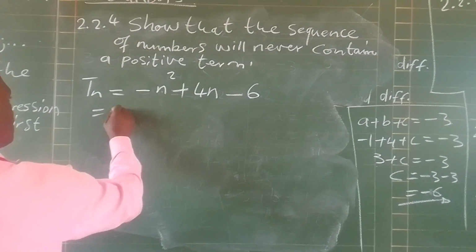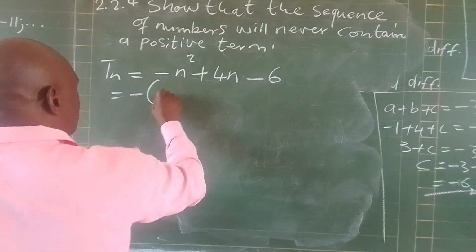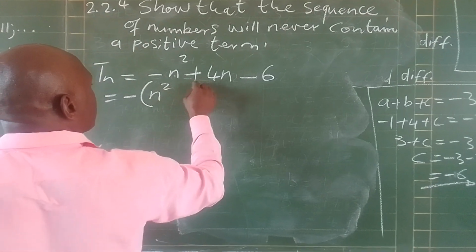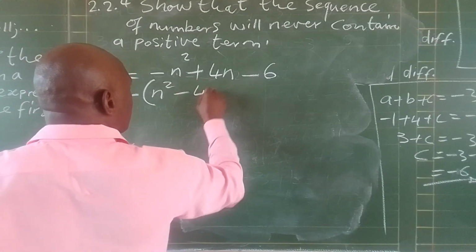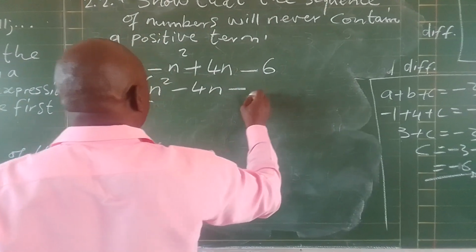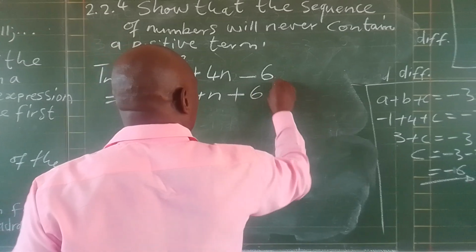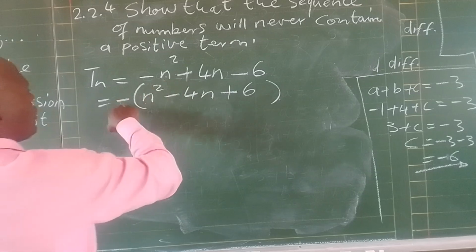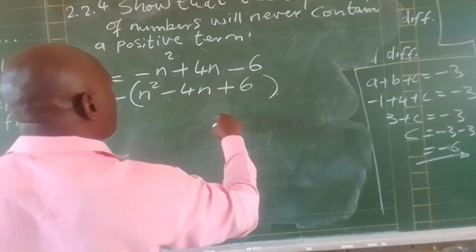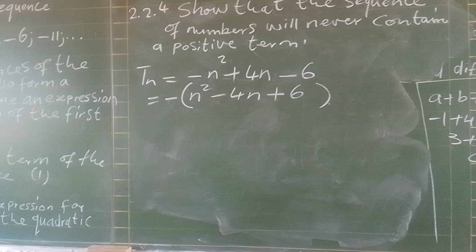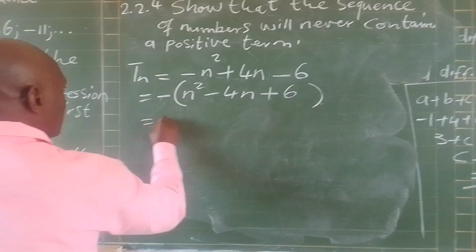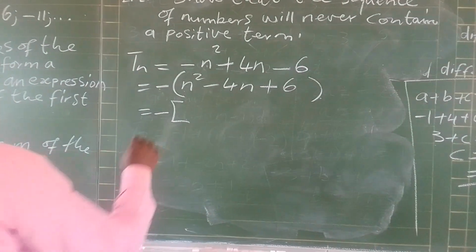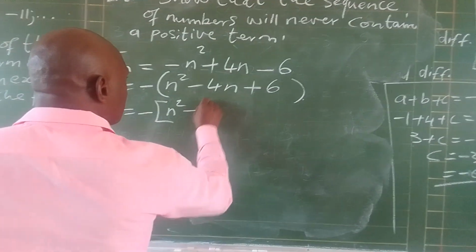Right, we take out the negative sign. It's n squared minus 4n plus 6. This times this is that. Negative times negative is positive. Negative times positive is negative. Now we have everything covered. Now coming back here, we put out the negative sign. It's n squared minus 4n.